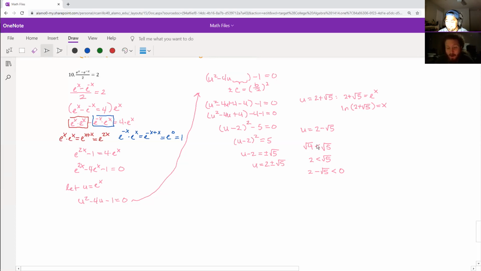But anyway, hopefully that makes sense, right? And you can always throw it in a calculator too, and you'll see that the square root of 5 is 2.23, right? So you're subtracting something bigger from something smaller than it, it's going to be less than 0. So this one, we have 2 minus the square root of 5 cannot equal e to the x in any way. There's no way to make this work because this is a negative number.